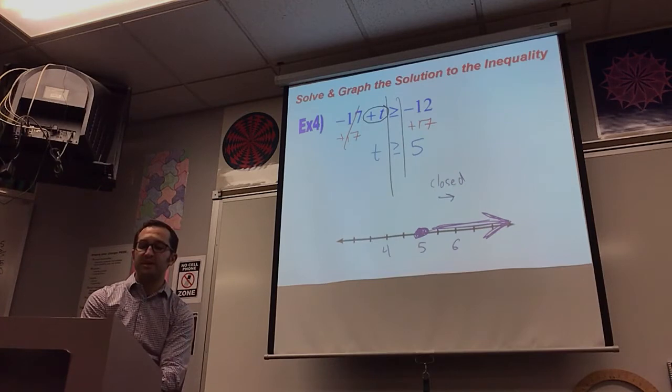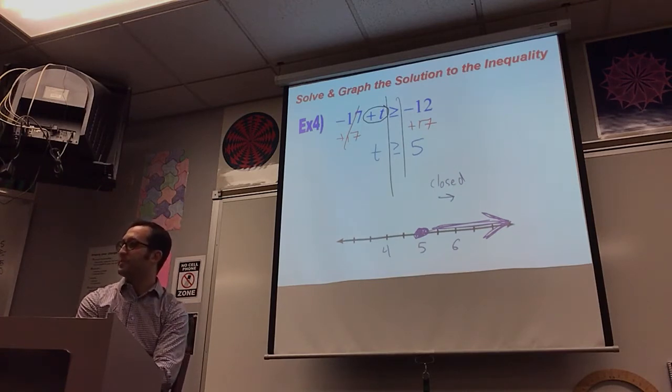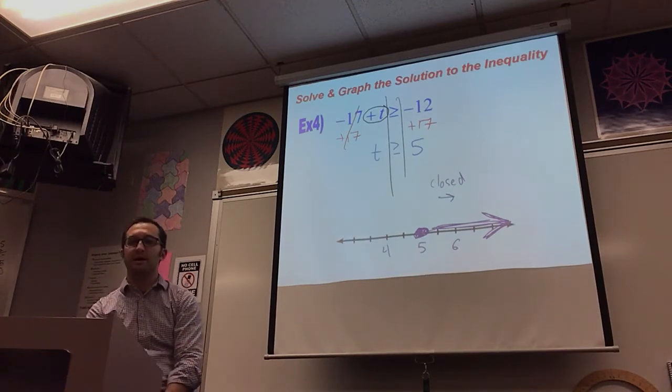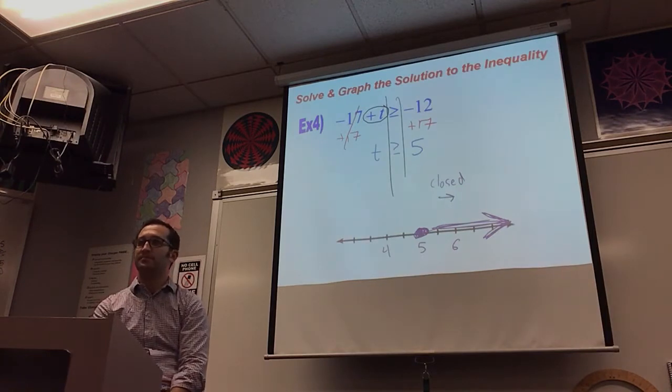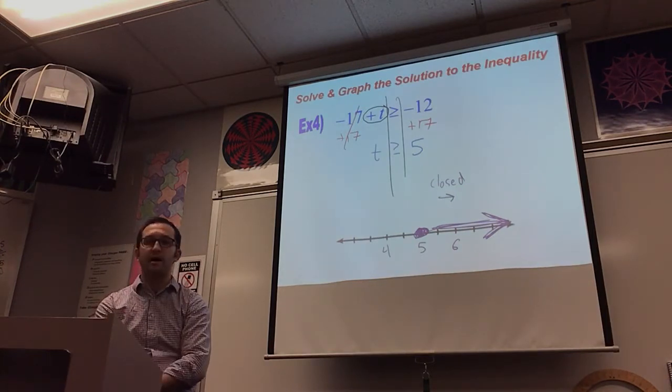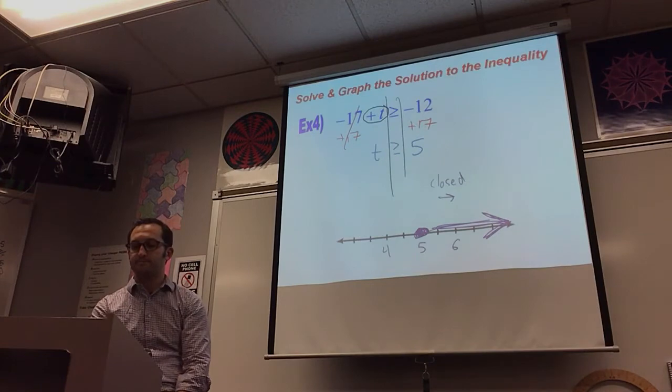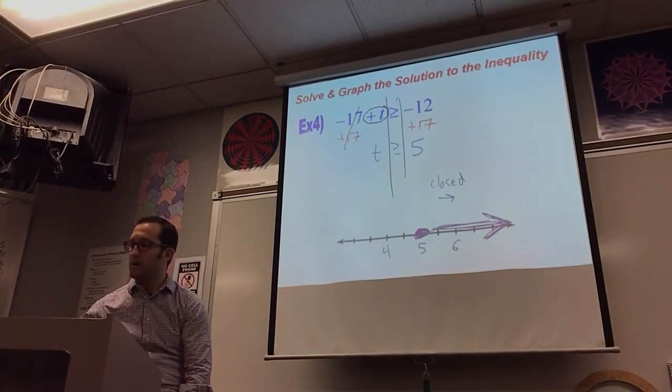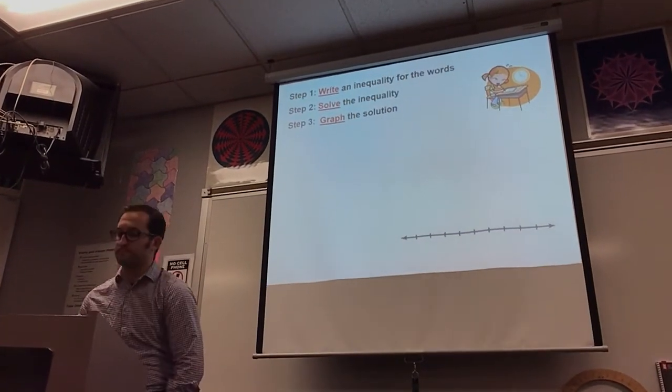Keep in mind, none of these had the variable on the right-hand side. If the variable is on the right-hand side, what do we need to do? We need to flip it over to the left. Keep that in mind as you're working through this stuff. All right? So, let's do some word problems here.